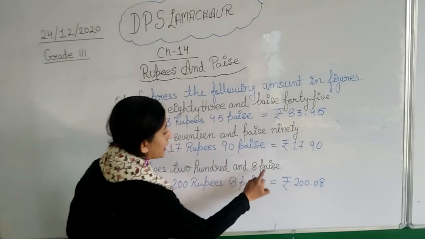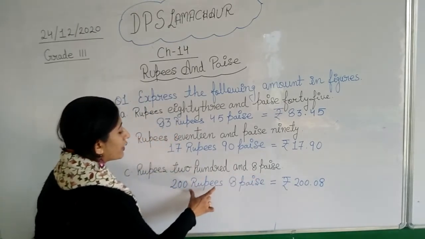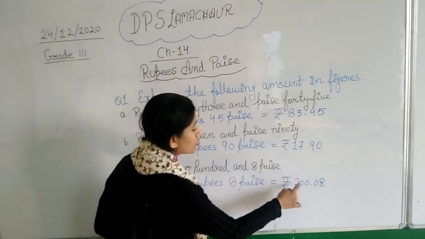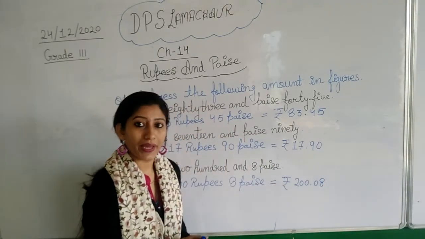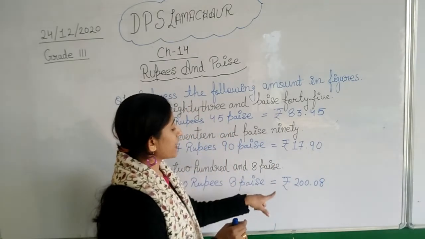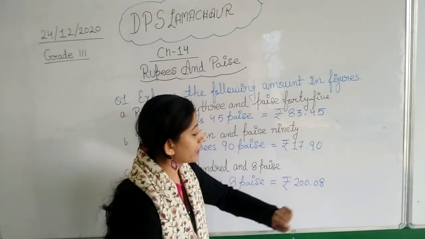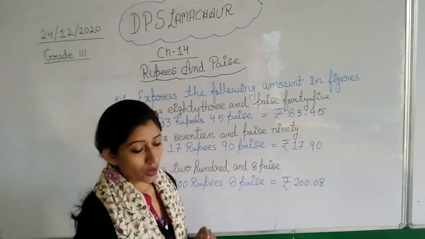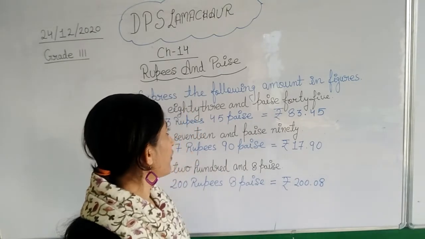Rupees 200 and 8 paise. This is becoming rupees 200.08, because it is 8 paise. अगर ये 80 होता हम directly 80 लिख देते. Okay? Now, let's solve another type of question.